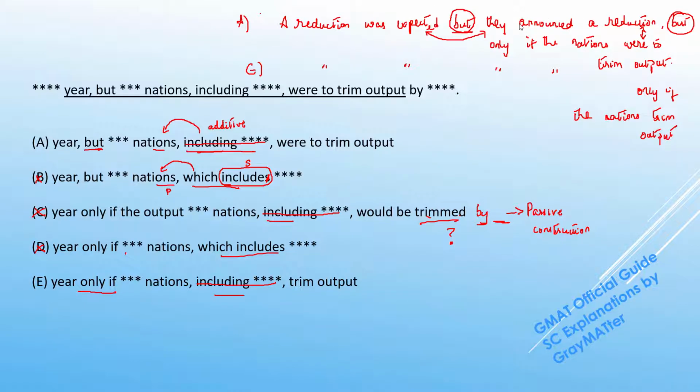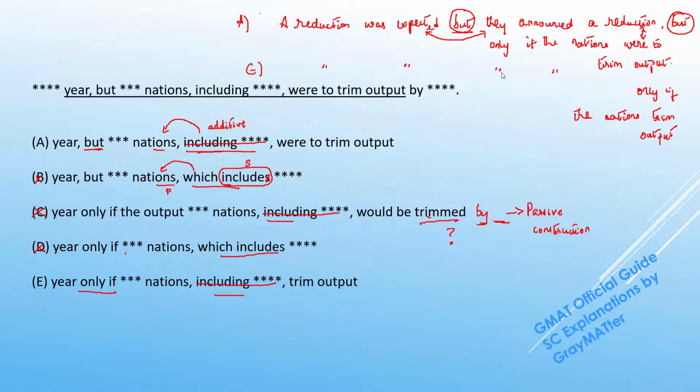Now if you check the meaning here, a reduction was expected, but they announced a reduction. So what exactly is contrasting between these two things? It would have been contrasting if they said a reduction was expected, but they did not announce a reduction. So this kind of makes for a very logical construction.